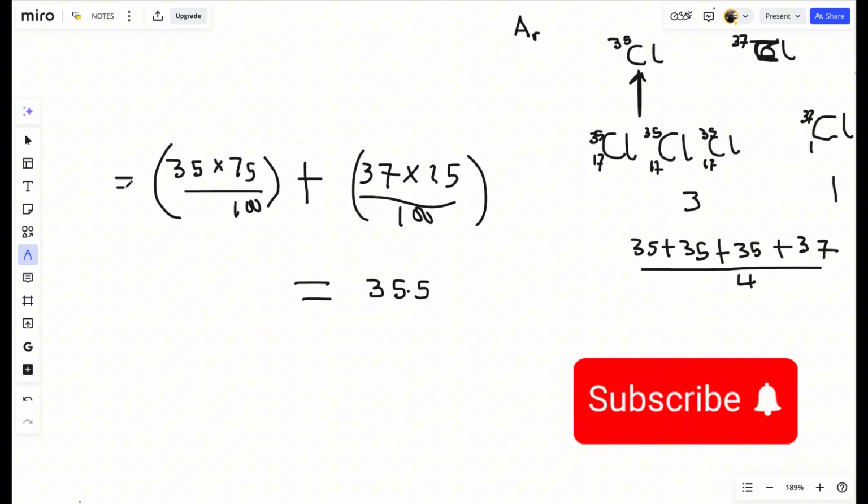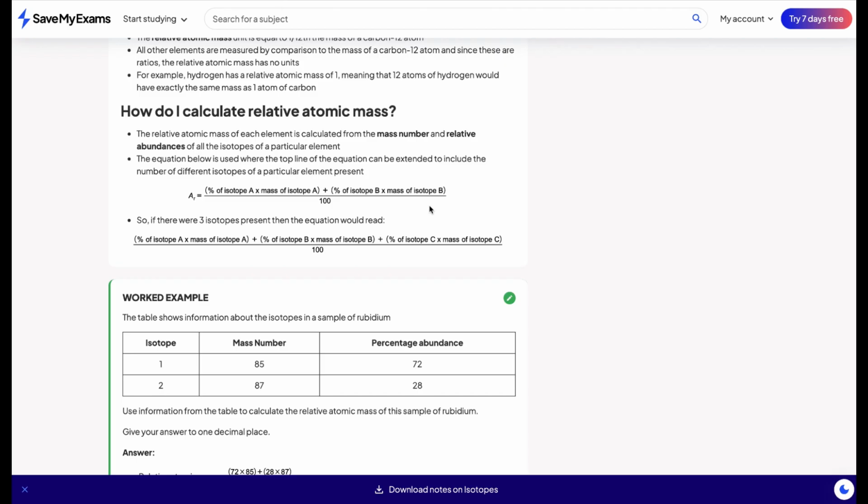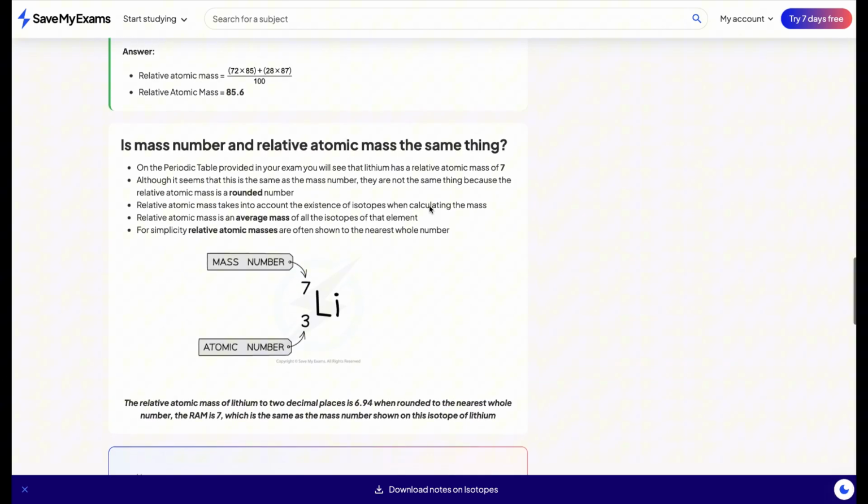You need to know how to do this if you want to progress in chemistry. So our relative atomic mass is 35.5 in this case. This is all I want you to know here, and then we move on.